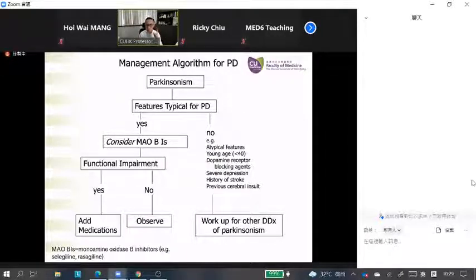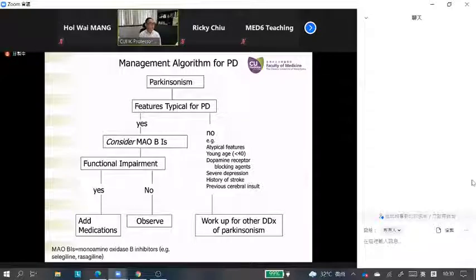Then what drug, what should we do? We can then discuss with the patient. Then there is this monoamine oxidase B inhibitors, MAOB inhibitors. First generation is selegiline, and the second generation is rasagiline. Slightly fewer side effects, slightly more expensive, because there is evidence from past literature that the MAOB inhibitors may be neuroprotective.